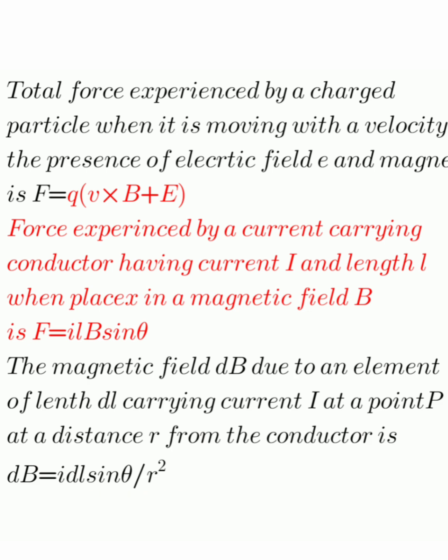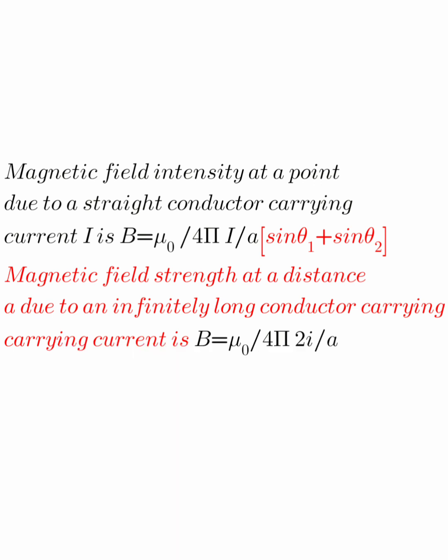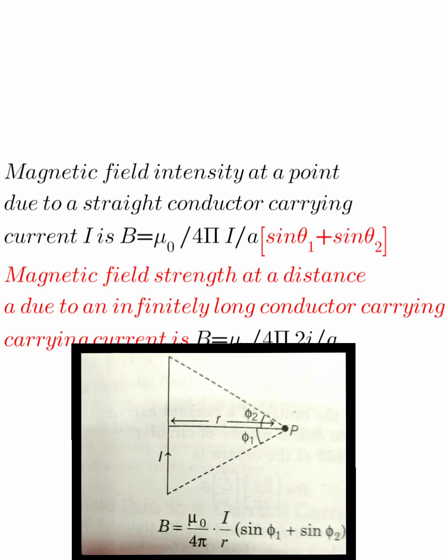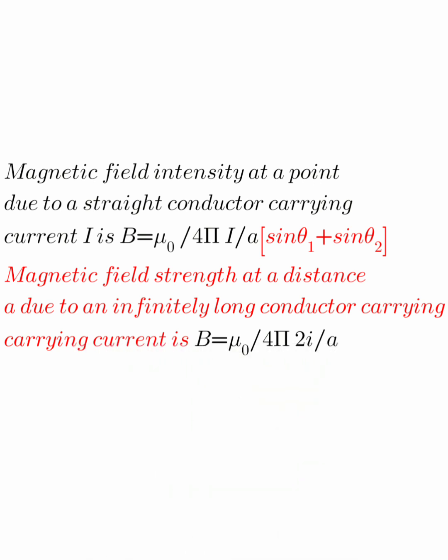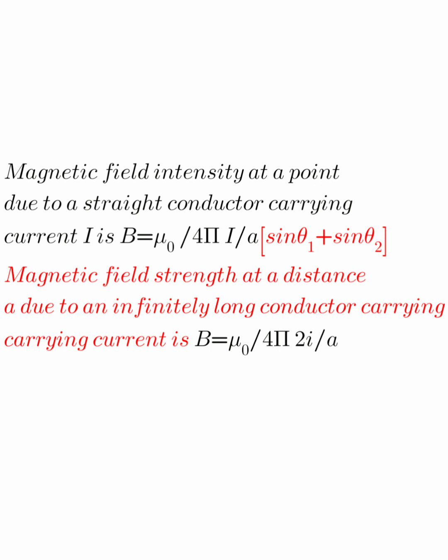By the way, the magnetic field intensity at a point due to a straight conductor carrying current I is B = mu 0 / 4 pi × I / a × (sin theta 1 + sin theta 2). This is the case for a small conductor. When the length of the conductor is considered to be infinite, the magnetic field intensity at a distance a due to an infinitely long conductor is given by mu 0 / 4 pi × 2I / a, where theta 1 and theta 2 are 90 degrees. Therefore, sin 90 + sin 90 = 1 + 1 = 2, and it turns out to be mu 0 / 4 pi × 2I / a.